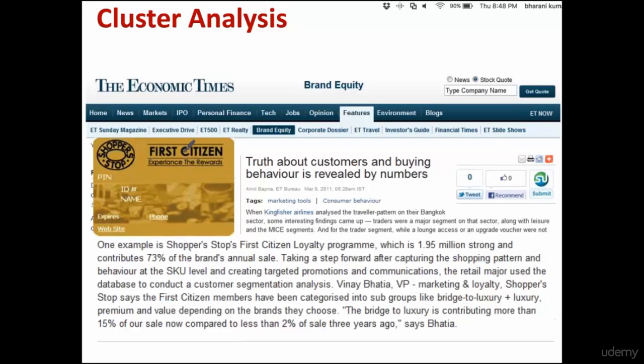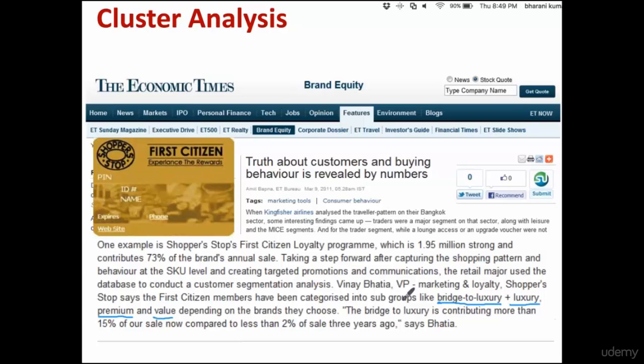However, for Shoppers Stop, it is all about capturing your buying behavior and clustering the users into various related groups. And here they have come up with something like bridge to luxury, premium, value. Depending on the brands they choose, they have subgrouped or clustered the users into these kinds of groups.